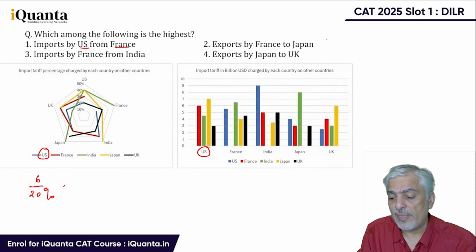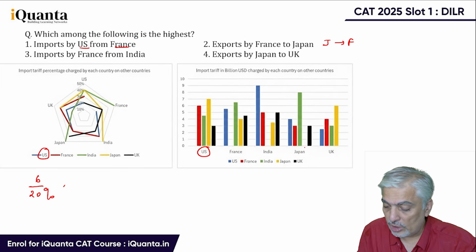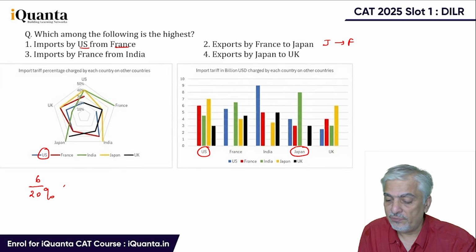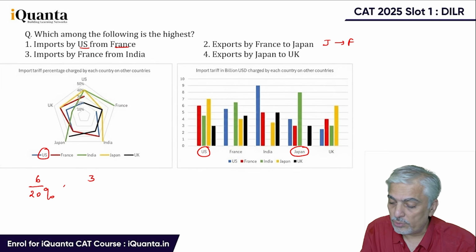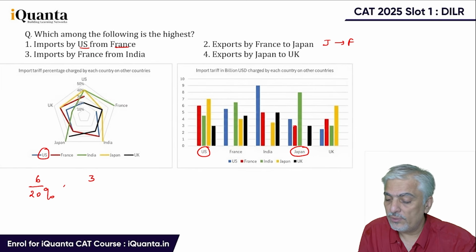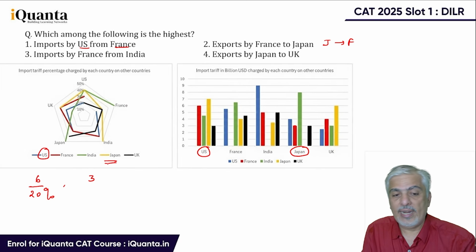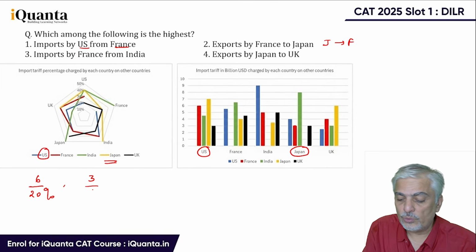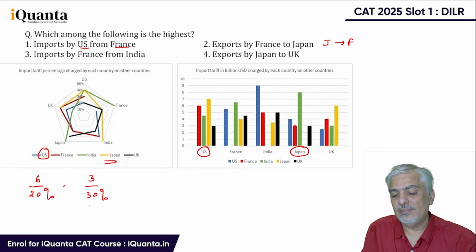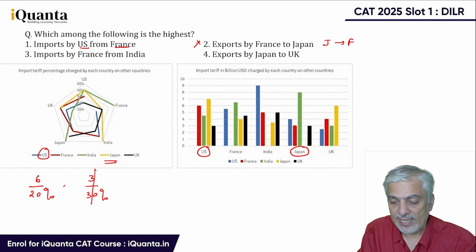Exports of France to Japan. That means I will have to do Japan to France because I want to do imports. So Japan and same France only. So Japan to France is 3 billion. So this is 3, right? 3 over here. And percentage Japan. Japan is yellow color. And again France only, so yellow is at 30%, right? Yeah, 30%, 10, 20, 30%. So 3 divided by 30%. Clearly 6 divided by 20% is higher, so 3 divided by 30% is lower. So this is not my answer anyways.